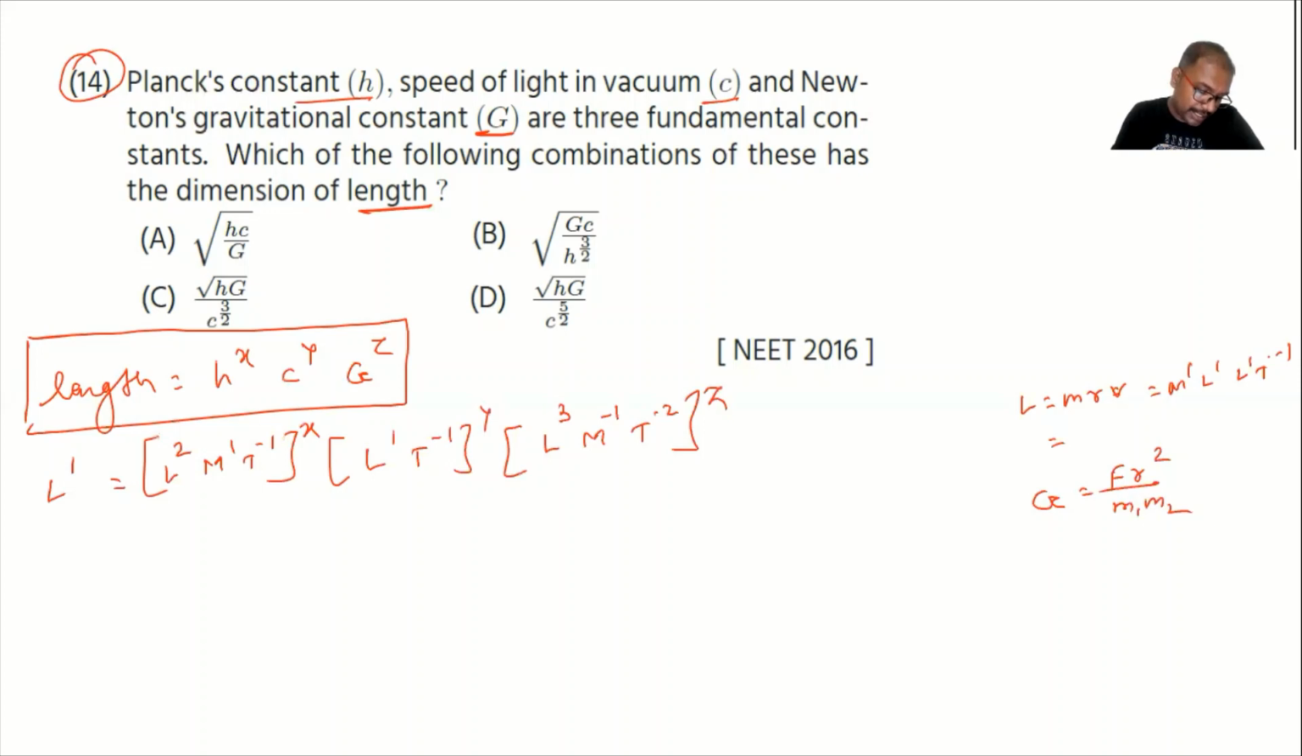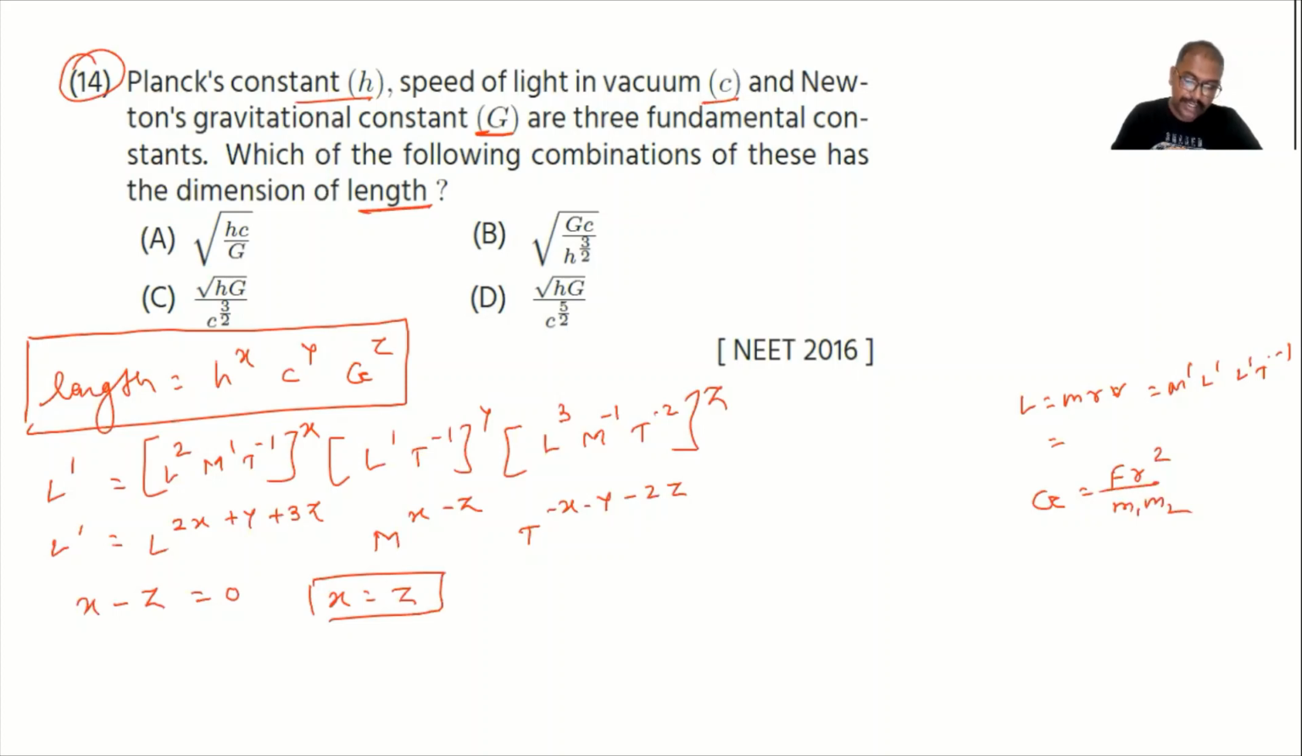Now let me simplify this. So L raised to 2X plus Y plus 3Z, M raised to X minus Z, and T raised to minus X minus Y minus 2Z. And this is L raised to 1. Equating the powers of M: M is not on the left hand side, so X minus Z is 0. So X is equal to Z. X and Z are the same.